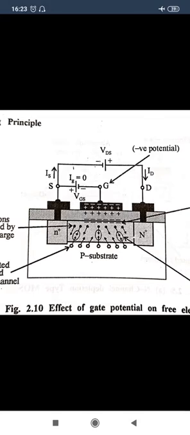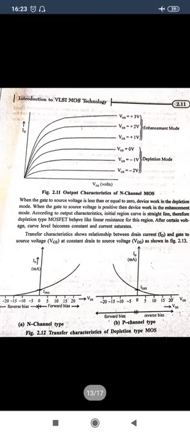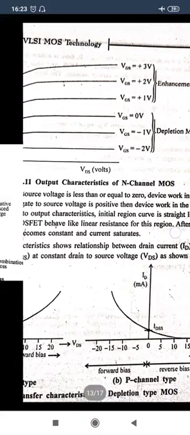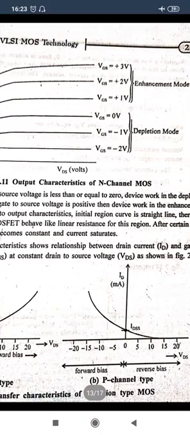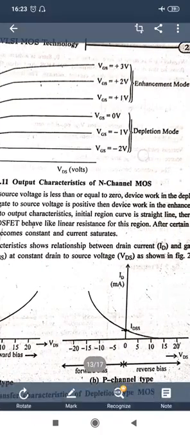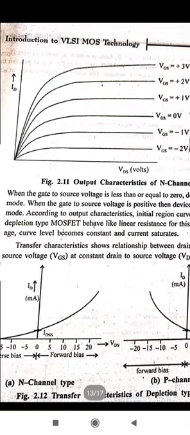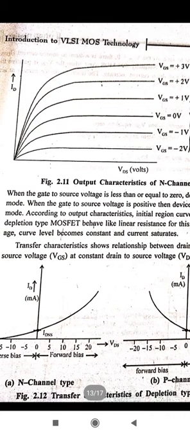I will show the graph of these characteristics. The first curve is the gate voltage equal to 0, and then we increase the negative voltage to -1, -2. As we increase this negative voltage, the number of electrons is less, so the drain current reduces. So the drain current reduces when we apply the gate voltage in the negative direction.